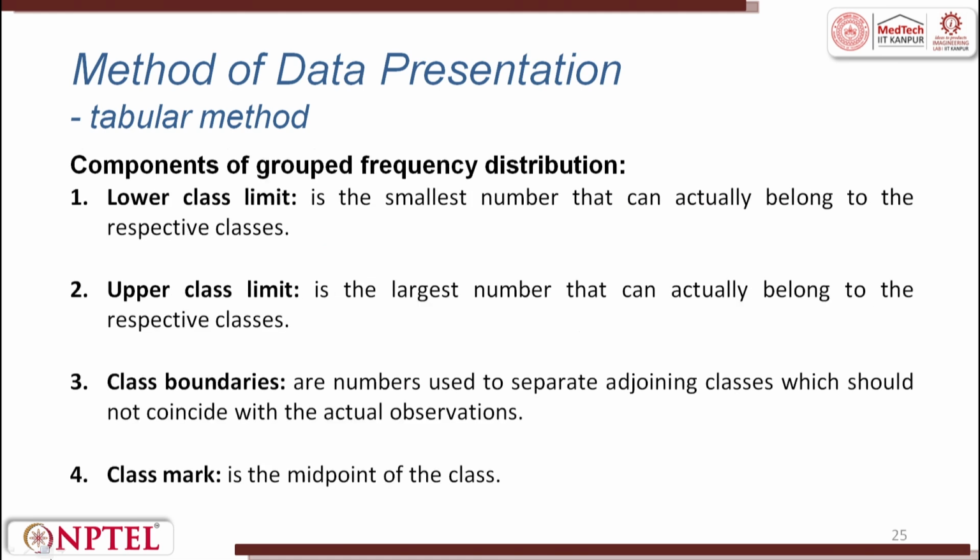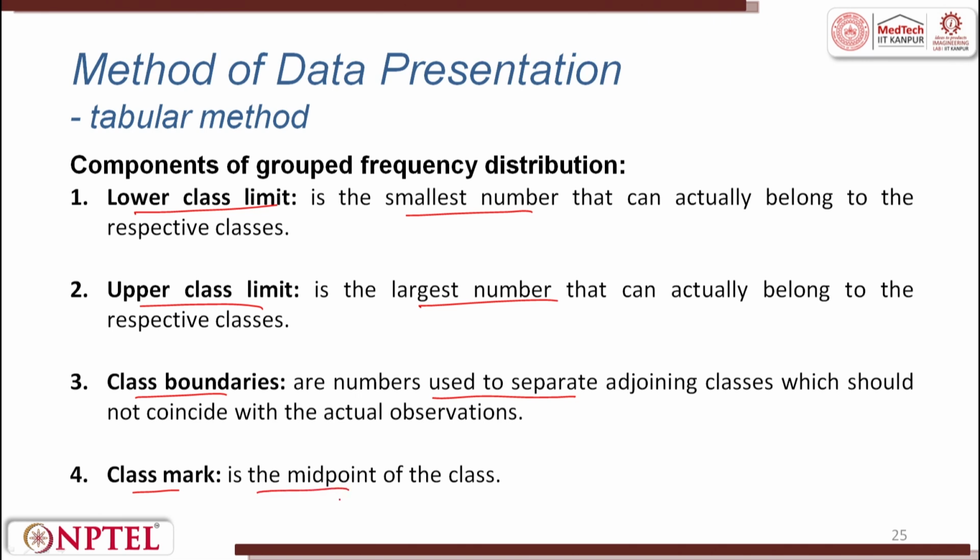In a table itself, we can present the lower class limit, upper class limit, class boundaries, class mark, class width, etc. The lower class limit is the smallest number that can actually belong to the respective class. The upper class limit is the largest number that can actually belong to the respective class. Class boundaries are numbers used to separate adjoining classes, which should not coincide with actual observations. Class mark is the midpoint of the class.